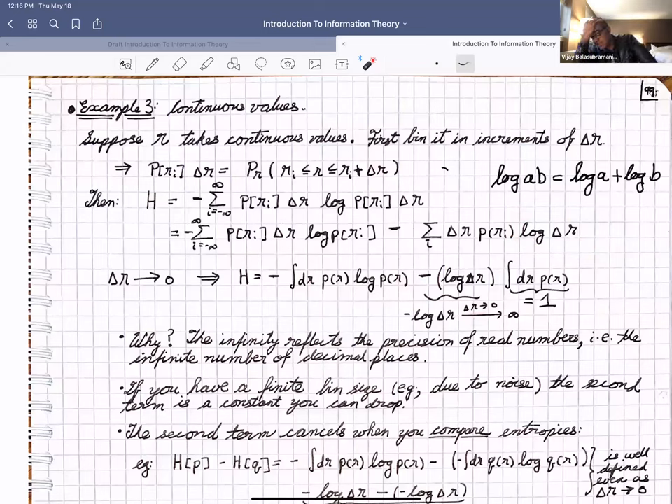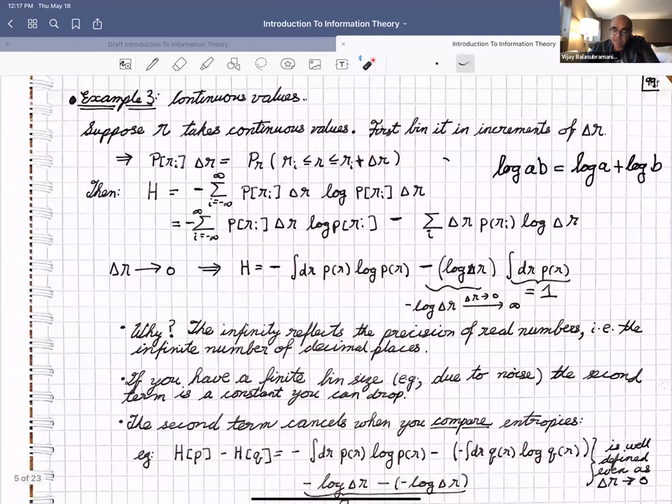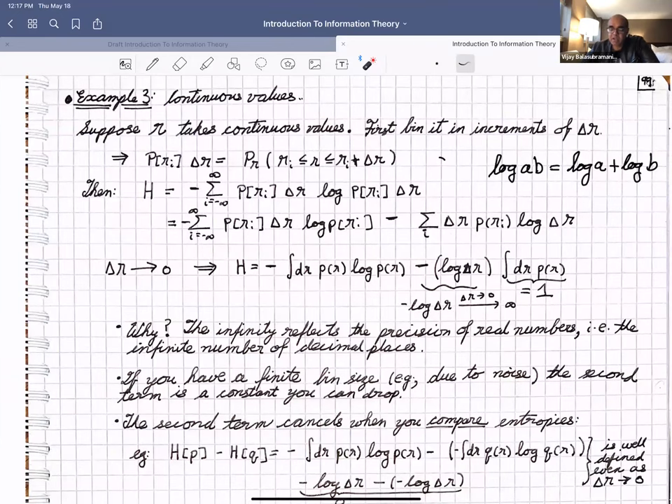So what does this mean? Well, if you actually believe in real numbers, you believe that you can distinguish the 10,000th decimal place in these different numbers. So you're committing to infinite precision in real numbers, and this infinity reflects the infinite number of decimal places, with information in all of them. In any real situation, you typically have a finite bin size, or some coarse graining that happens due to noise. This term is basically a constant, and you can drop it, because this stuff integrates to one. It's a constant that reflects the precision with which you can understand the variable.